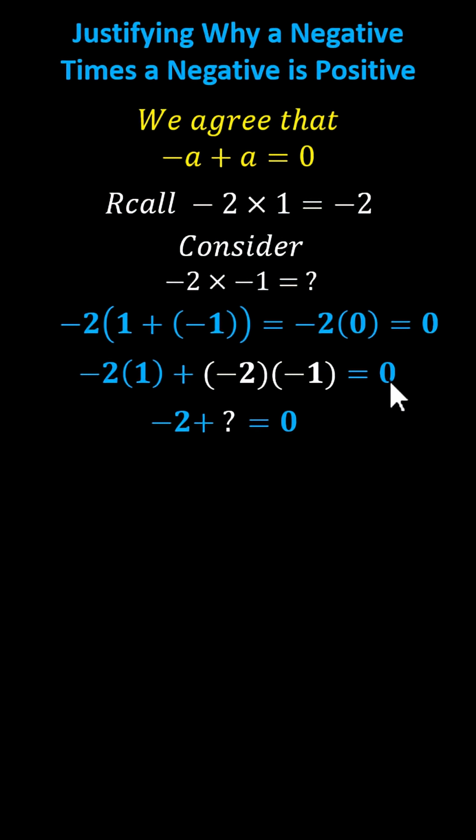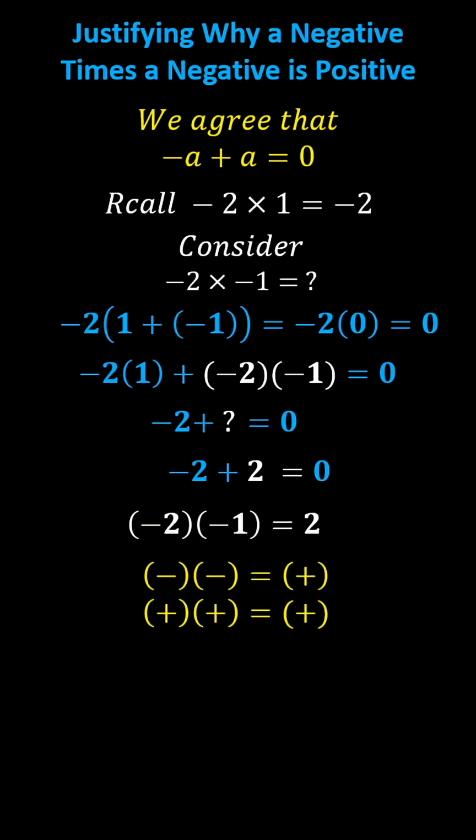But again, going back to the idea of opposites, we know we must add +2 to -2 in order for the sum to be 0, and therefore -2 times -1 must be equal to +2. This shows that a negative times a negative is equal to a positive, and of course we also know that a positive times a positive is also positive.